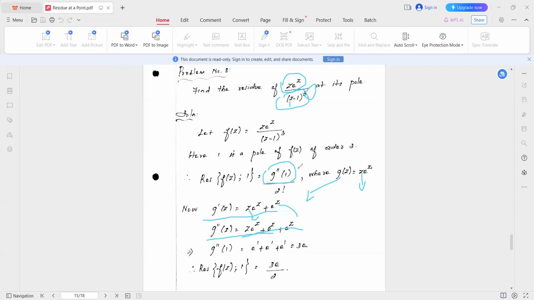Now substitute the value 1 here. g double dash of 1 is equal to 1 into e power 1 plus e power 1 plus e power 1, which is equal to 3e. Therefore, the residue of f of z at the point 1 is 3e by 2 factorial, that is, 3e by 2.